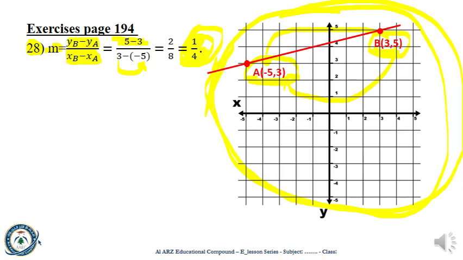And if you don't have the graph, and he gave you 2 points, like in exercises 30, 31, 32, he gave you 2 points on the line. So what you have to do is call the first one A, the second one B, and then apply this rule. Okay, guys?